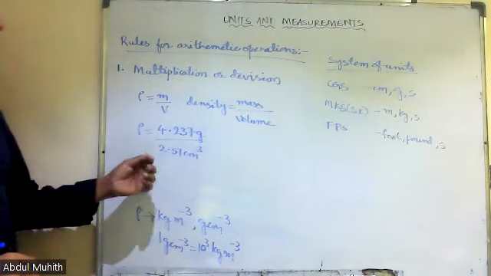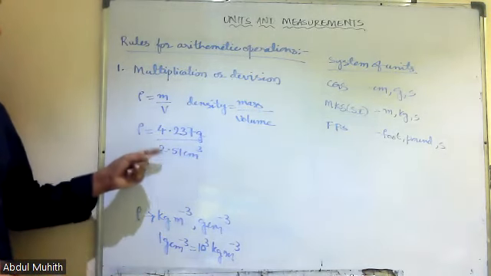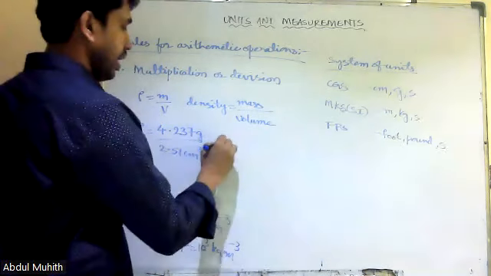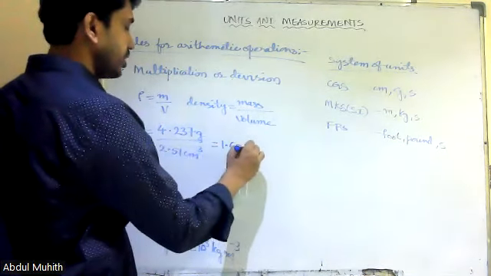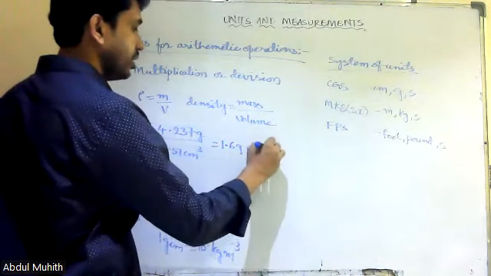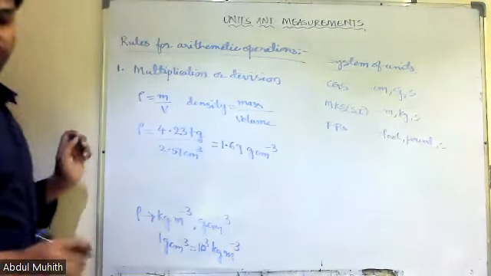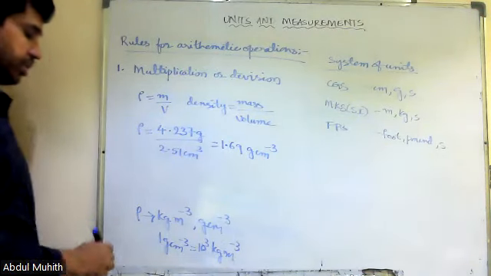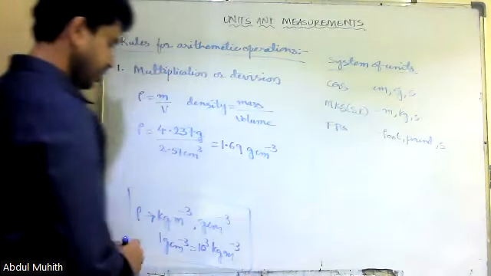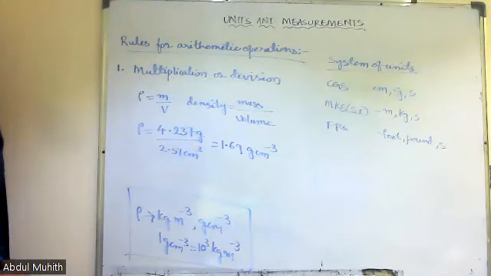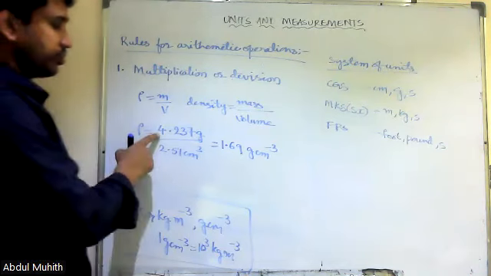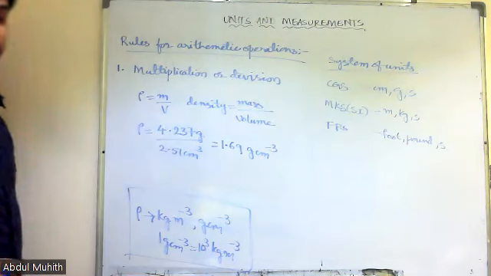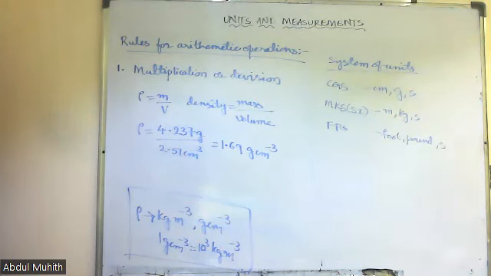Here there are 4 significant figures and 3 significant figures. So the answer should be in the form of 3 significant figures, the least one. It should be of least significant figures. Is it clear? So if it is 4 and 3, you have to write the answer in terms of the least one, 3. Now we'll go with addition and subtraction.